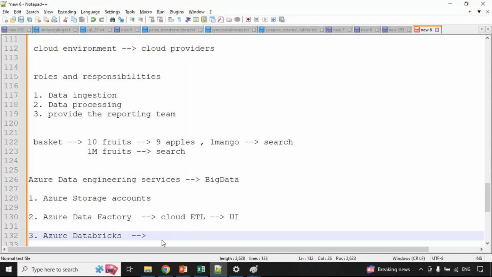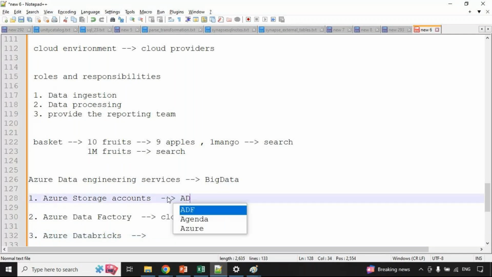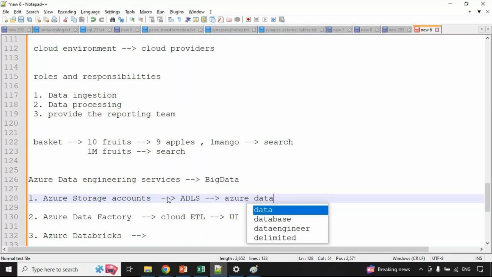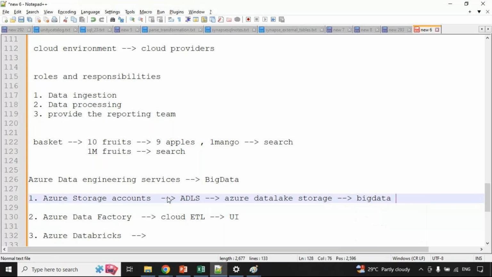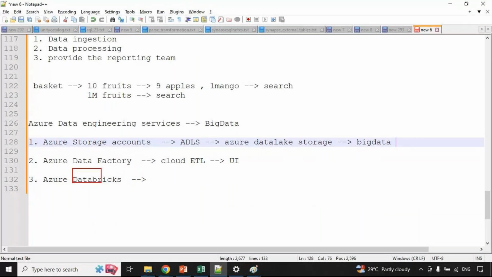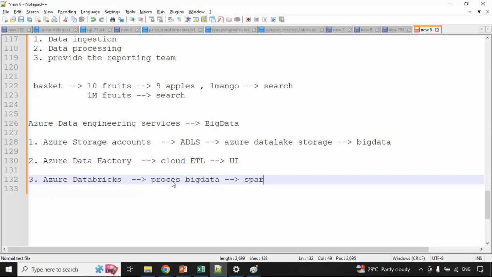As I said, in the Azure storage account, mainly we have ADLS, Azure Data Lake Storage. Guys, for some people this terminology is completely new. I can understand. Going forward, you will get used to it. In Azure Data Lake Storage, I can maintain a huge amount of data. Databricks is used to process the big data. For this, we have a Spark engine, so there are Spark clusters.